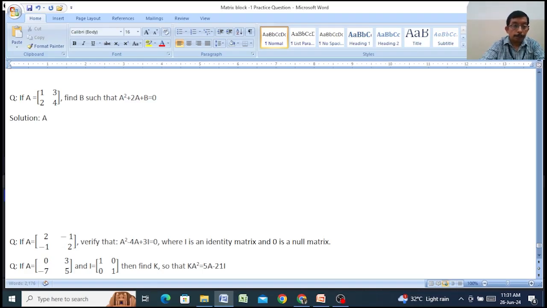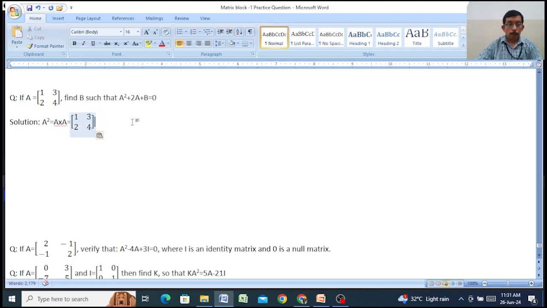A square is equal to A into A is equal to, put the value of A, a 2 by 2 matrix, into again a 2 by 2 matrix. Now the order of the matrix is 2 by 2 in both. The number of columns in the first matrix is 2. The number of rows in the second matrix is also 2. The multiplication is possible.